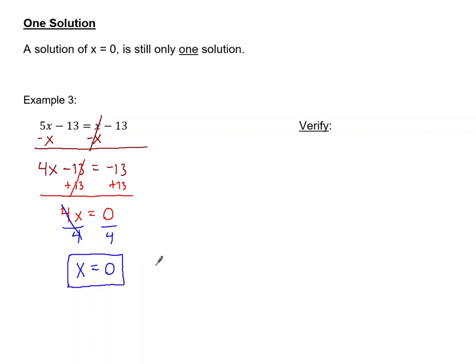It's just one solution. I can verify this if I wanted to. Over here, I can plug in a 0 right here for x. I can have 5x turn into 5 times 0 minus 13 equals, well, let's see, I'm not sure. And then x minus 13 would become 0 minus 13. Let's see what happens. 5 times 0, of course, is 0. 0 minus 13 is negative 13. Over here, 0 minus 13, again, is negative 13. This works, so therefore this is the solution, and only one solution this time.